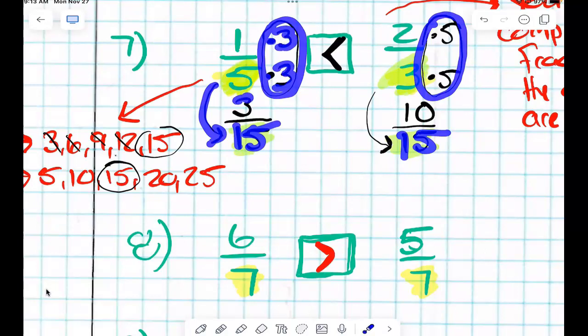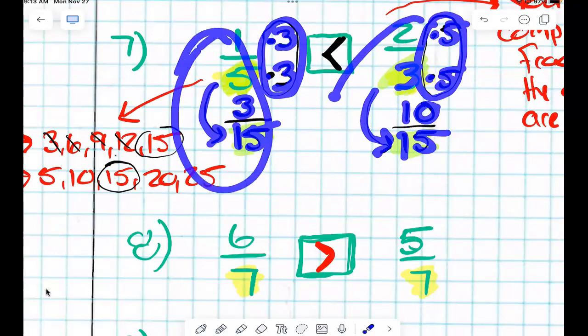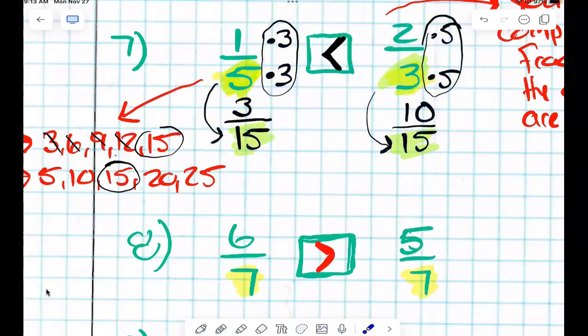Yes. So now we have 3/15, yes? And then down here, we have 3 as a denominator, right? So how do we get to 15 with 3 as a denominator? Multiply by 5. So we multiply this by 5 and the top by 5 as well, right? Okay, and 5 times 2 is what? 10. So now we have equivalent fractions. Say equivalent fractions. 1/5 is equivalent to 3/15, and 2/3 is equivalent to 10/15, right?